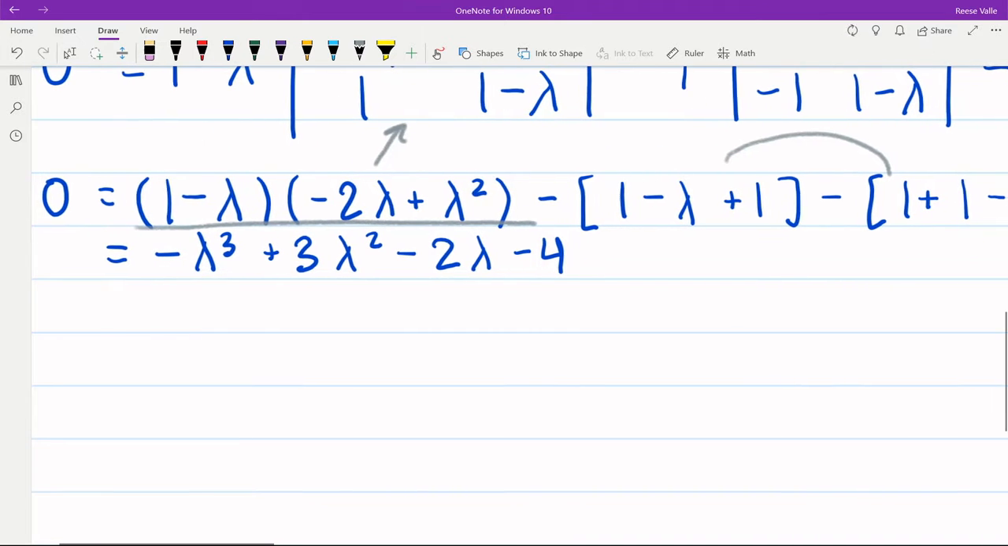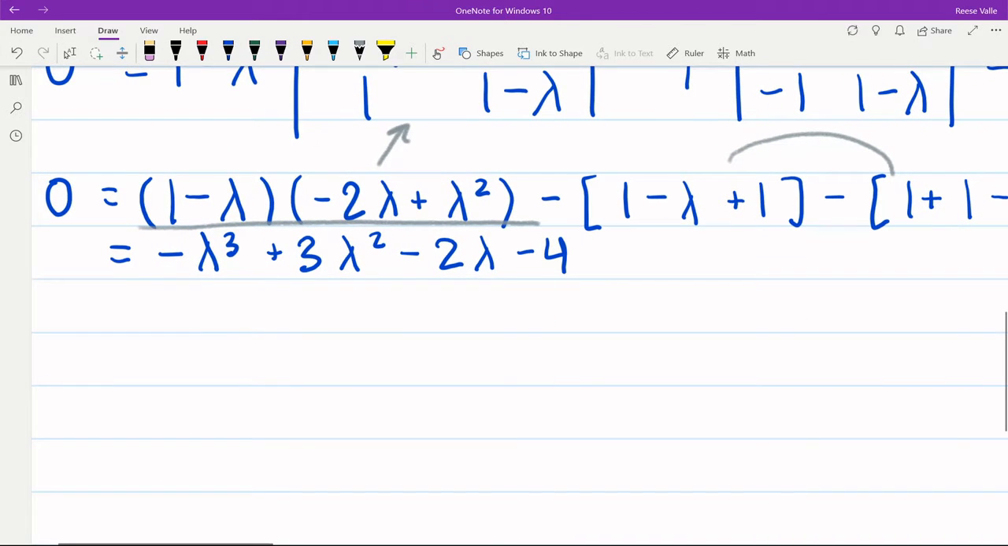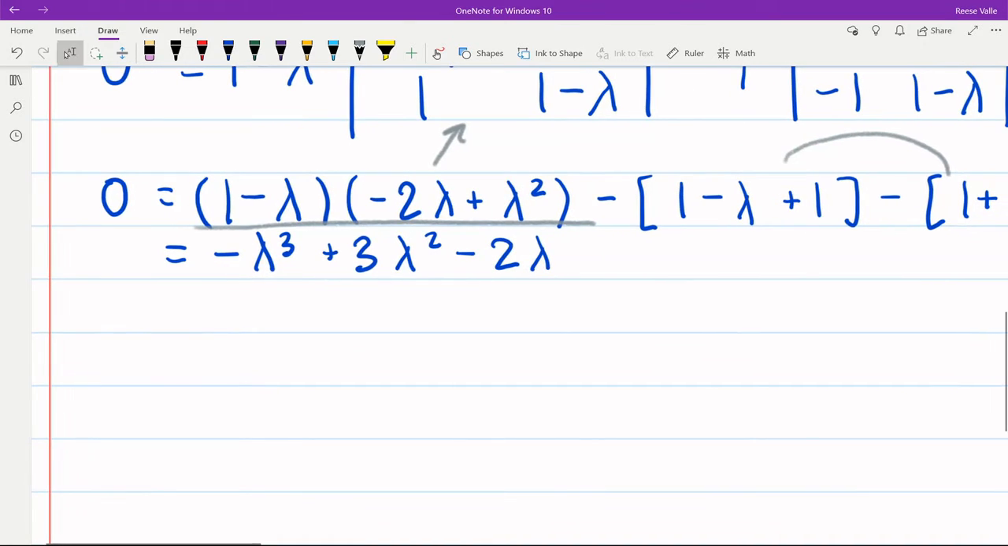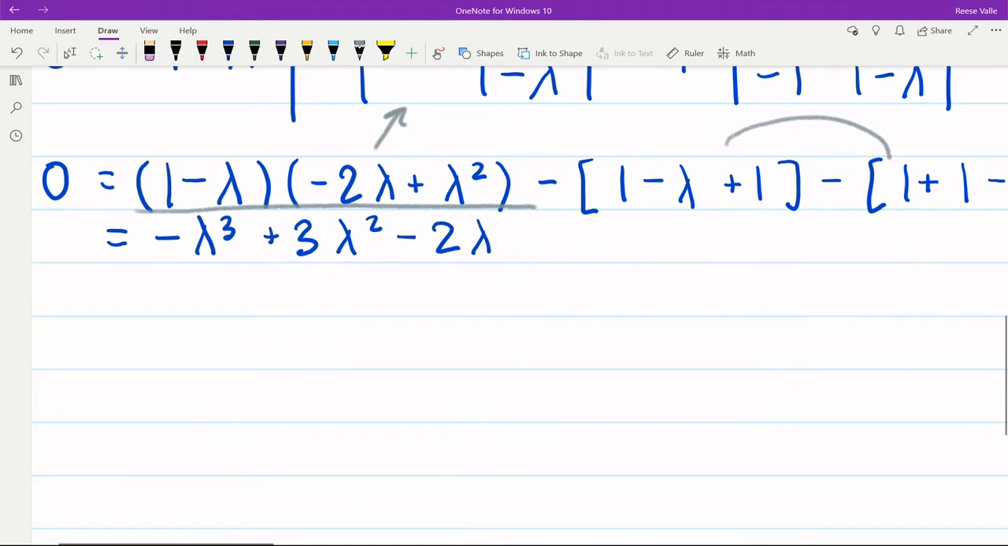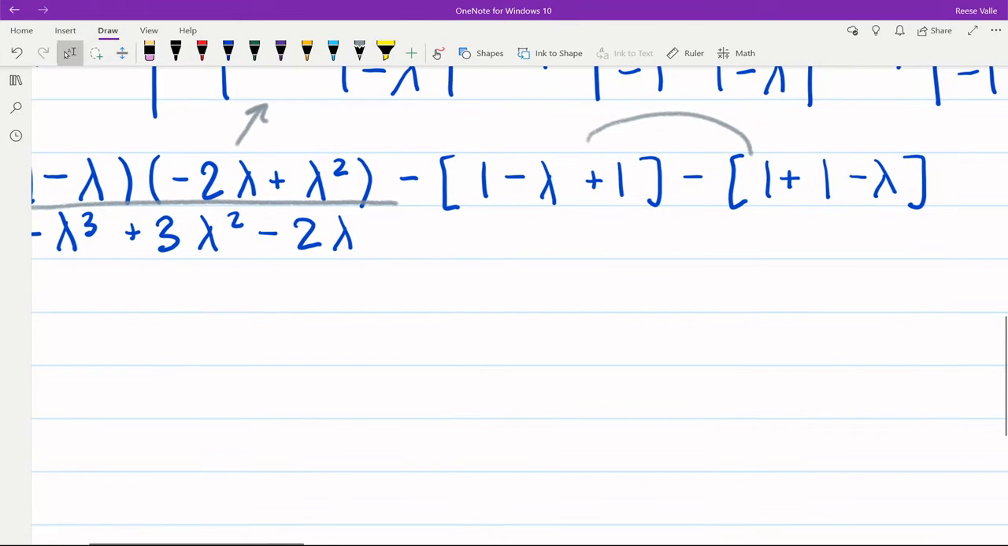Oops. It's this term. This term right here turns into the top term right above it. The minus 4 is in the next part. My bad. So then it's going to be minus 4 plus 2 lambda for the second part right here. I know. Oh my gosh, this is disgusting.